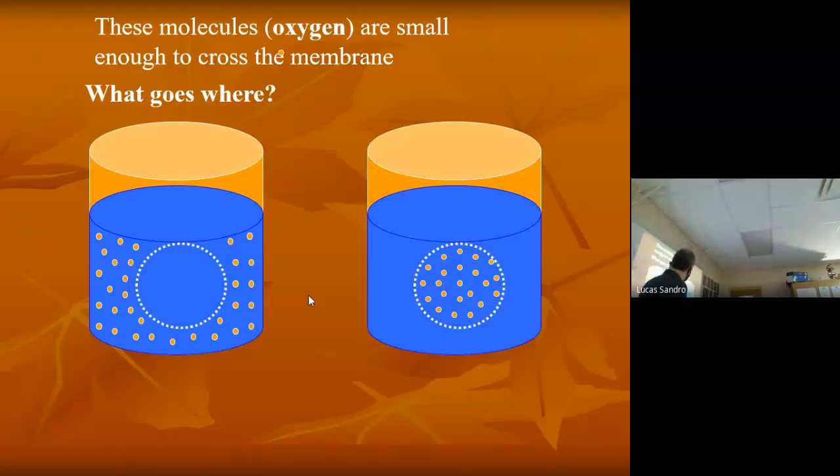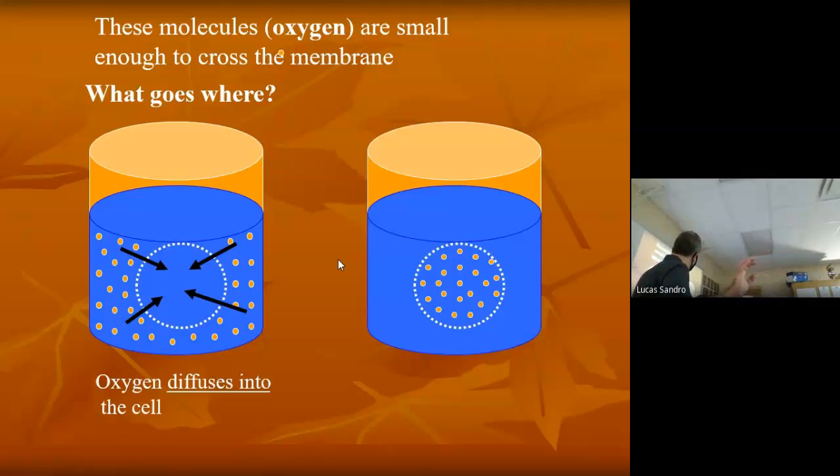That's high to low, right? This is high, this is low. And so what's going to happen is the oxygen is going to move into the cell until there's no higher or lower concentration, until it's all equal, right? But we don't care about later. We want to know just in the very next instant. And what's going to happen in the very next instant is the oxygen is going to go into the cell.